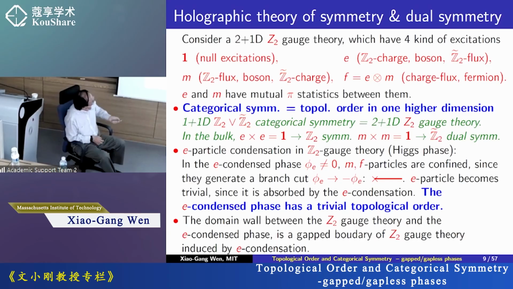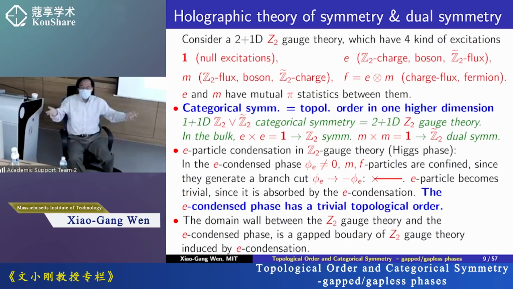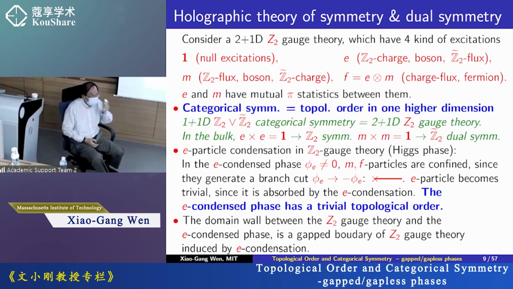So now let's consider a situation where this E particle condenses. Okay. So the E particle can condense in the Z2 gauge theory. And what is that? That's the Higgs mechanism. You know, the E particle is like a charged field, a bosonic charged field, and they condense. You get a Higgs phase.